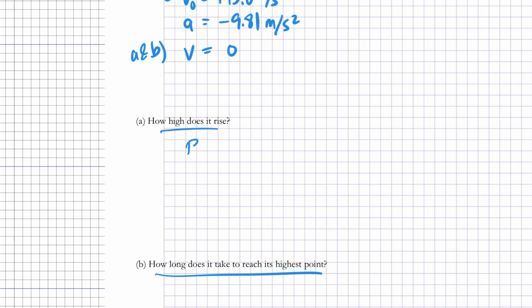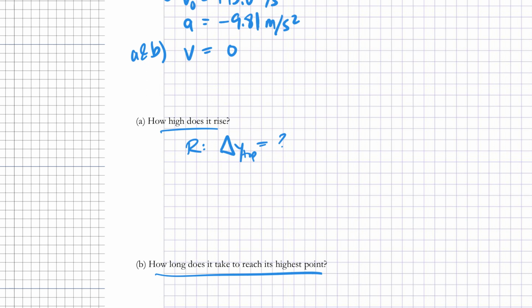So what do we want? For required, I want to know delta y at the top. I don't know how to call that. Maybe I'll call that delta y top. Not really sure what to call it. We'll call it delta y at the top.